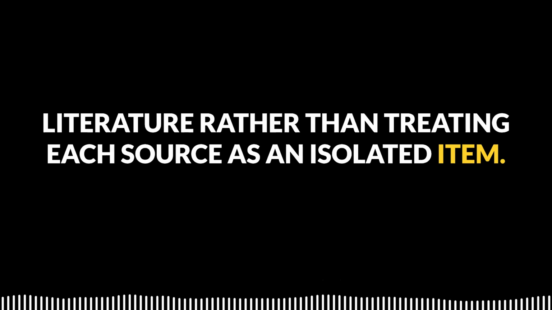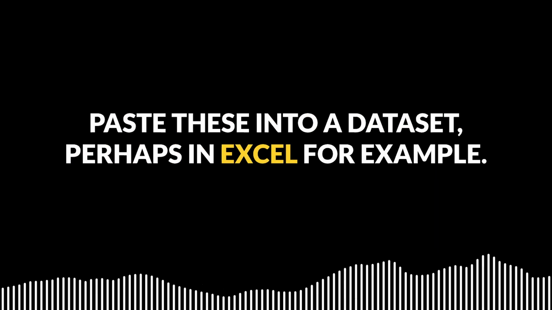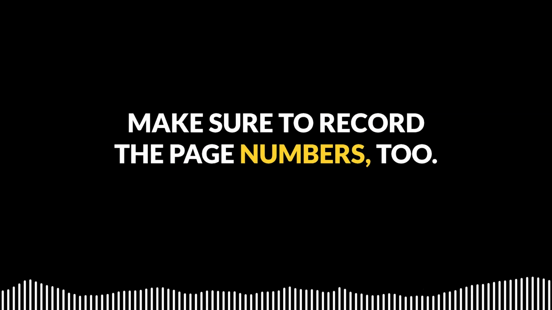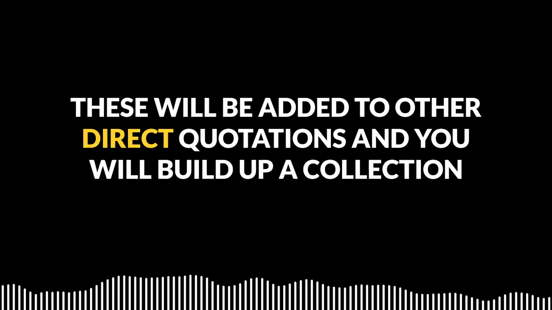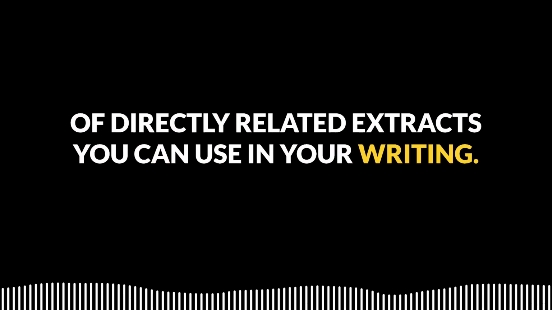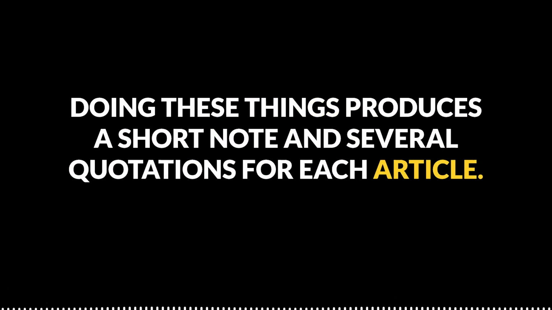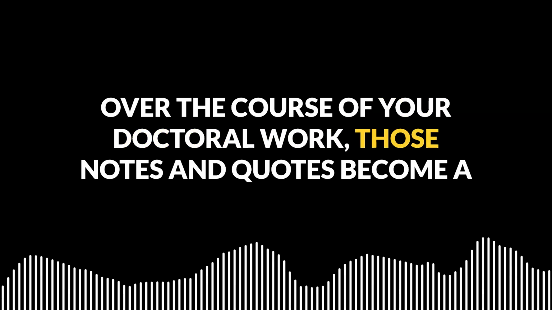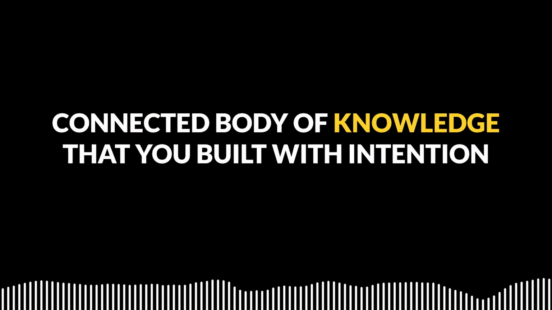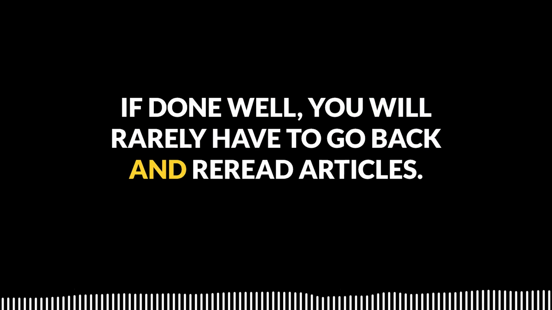Then, highlight and grab 3 or more direct quotations from the article. Paste these into a dataset, perhaps in Excel, for example. Make sure to record the page numbers too. These will be added to other direct quotations, and you will build up a collection of directly related extracts you can use in your writing. Doing these things produces a short note and several quotations for each article. Over the course of your doctoral work, those notes and quotes become a connected body of knowledge that you built with intention rather than a pile of PDFs you downloaded and forgot. If done well, you will rarely have to go back and reread articles.